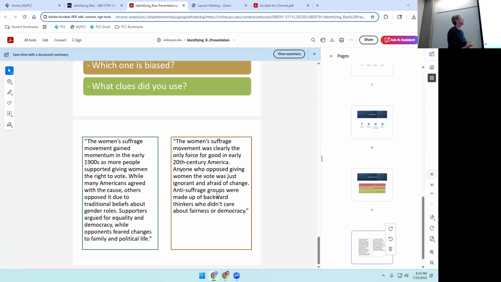So women's suffrage movement gained momentum in the 1900s as more people supported giving women the right to vote. While many Americans agreed with the cause, others opposed it due to traditional beliefs about gender roles. Supporters argued for equality and democracy, while opponents feared changes to family and political life.